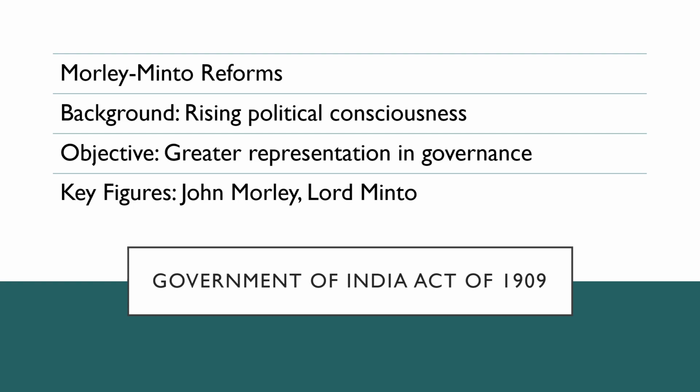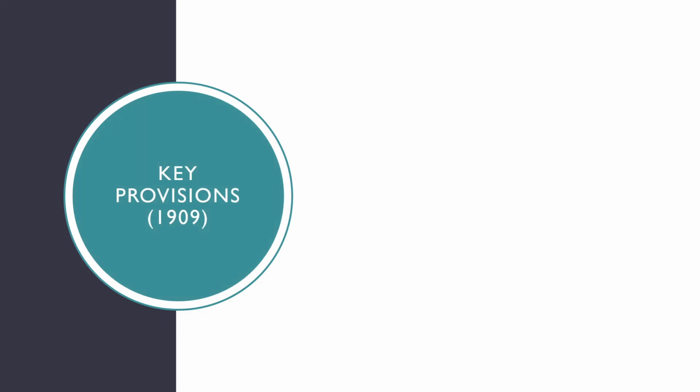This period witnessed a growing uproar among Indians for a more significant role in the legislative processes driven by the aspirations of the Indian National Congress and other political entities. Let's see the key provisions. First one is separate electorates.